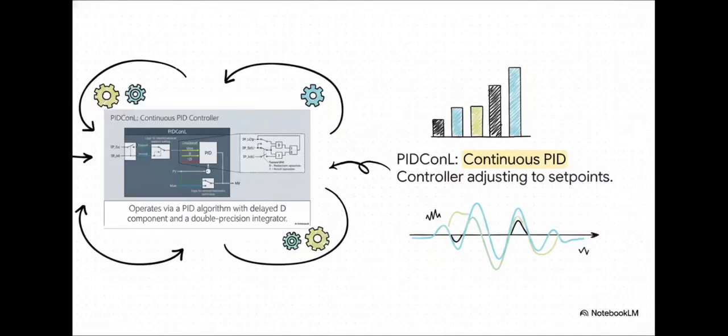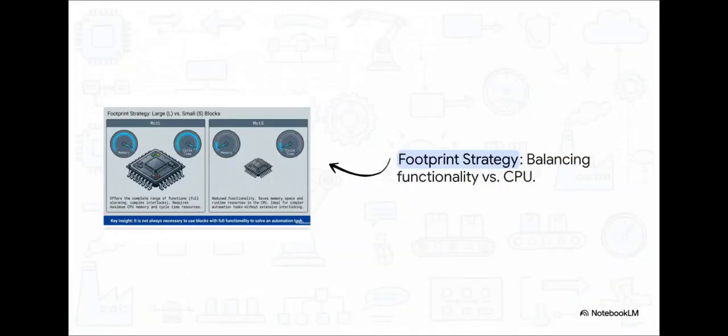To round out our muscle section, we've got the continuous PID controller. This is a prime example of incredibly complex, automated mathematical correction happening right in real time. It's just constantly calculating and adjusting based on internal or external set points to keep the entire physical process perfectly balanced. But, as you might guess, all this intelligence comes at a computational cost, and that introduces a classic engineering dilemma, the footprint strategy.